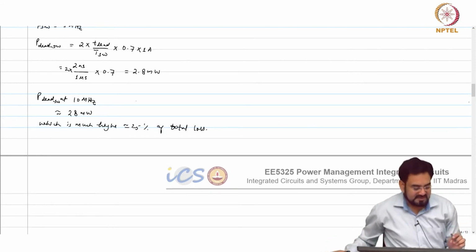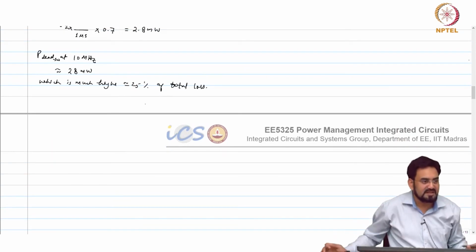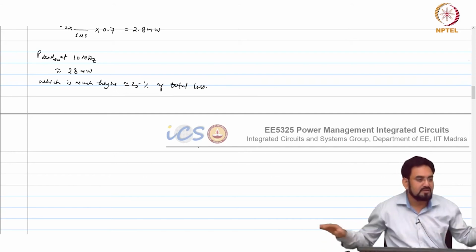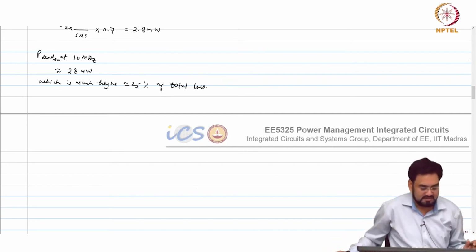So, you have to do some exercise. It is not that you choose at one load and just straight away decide and start designing. You have to make sure throughout the load current you maintain high efficiency, and that is how you choose the switching frequency.